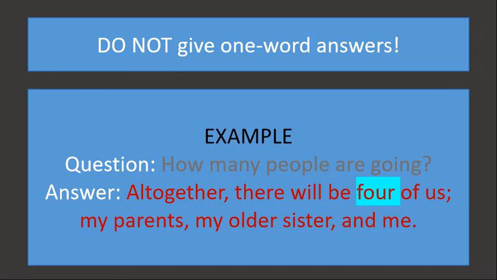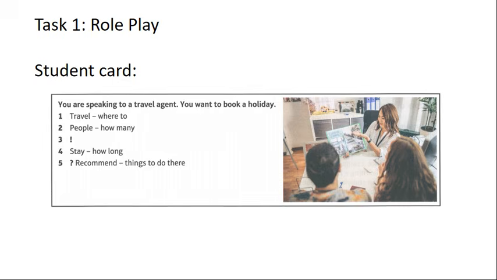If I just said my parents, my older sister, and me, that would answer the question who is going, but it doesn't strictly answer the question how many. So make sure we definitely answer the question. So my advice would be answer the question, but put it in a sentence. It is possible to get 2 out of 2 with a 1-word answer, but much better to give a whole sentence just to be sure.